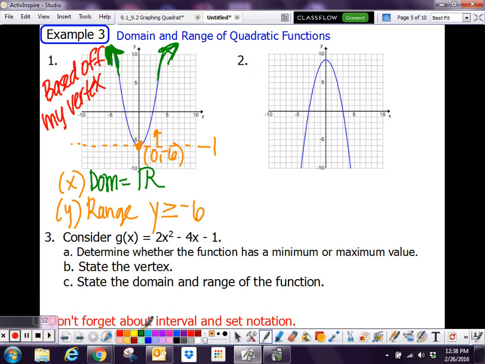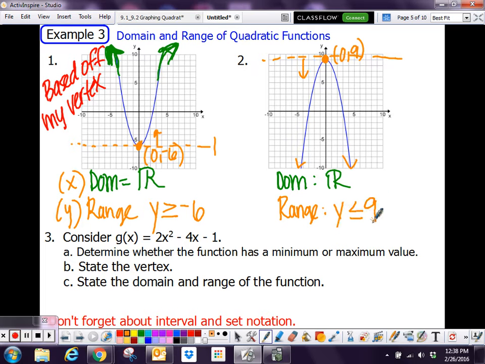Okay, number 2, my domain. On these parabolas, your domain is always going to be the same. It's going to be all real numbers. Your range, remember, is based off of your vertex. Here is my vertex, which looks like it's at 0, 9. I don't have anything above that. Everything is below, everything's under that boundary, which means my y's are less than or equal to 9.